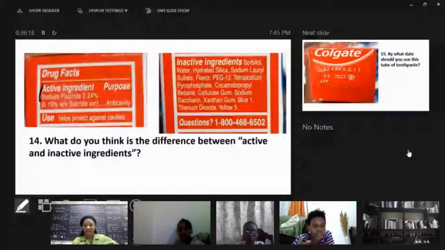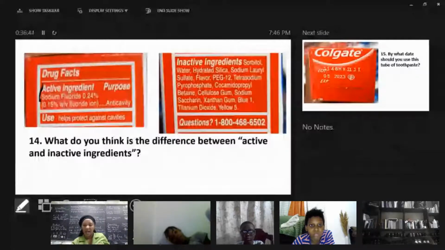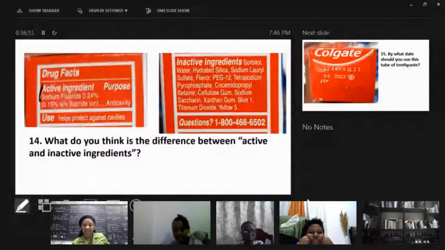Oshana says active ingredients are ingredients that help your teeth function, and inactive ingredients are ingredients that help the toothpaste keep its texture. That's a good thought. Texture and consistency. And Mason said active means fluoride is used the most in the toothpaste, and inactive means less used ingredients in the toothpaste. Another says active ones help your teeth, and inactive ingredients are those that compose the toothpaste.